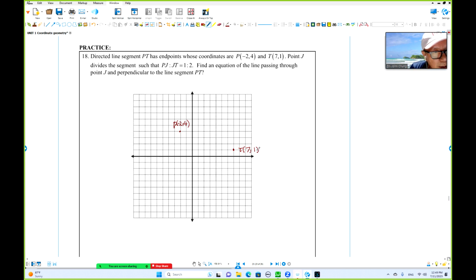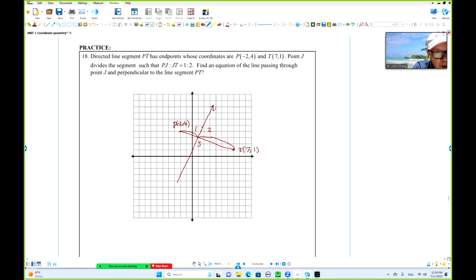Point J divides the segment in the ratio 1 to 3, okay? When you make the line over here, PJ is 1 and the rest is 2. Find the equation of the line passing through point J. This is J. And the perpendicular, right? This way.